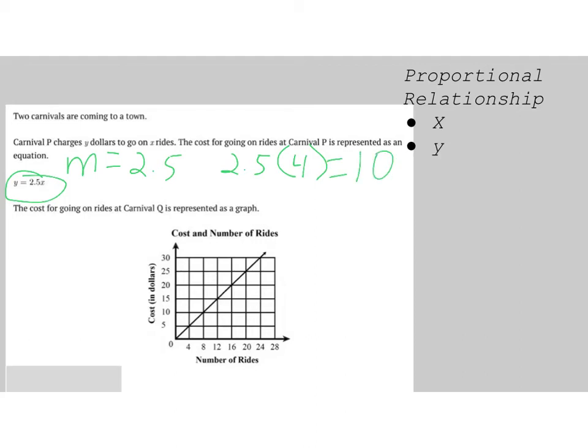Think of it as like quarters or dollars. $2.50 times 4 is 10. Okay? Now let's take a look at this one. Cost for going to ride at Q. Let's take a look. Then I'm going to change the color.